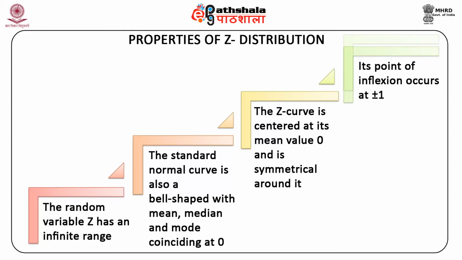Its point of inflection occurs at plus minus 1. It should be noticed here that for the normal distribution, it occurs at mu plus minus 1 sigma. For the z curve, since mu is equal to 0 and sigma is equal to 1, therefore 0 plus minus 1 into 1 is equal to plus minus 1. The respective limits of z covering 68.27%, 95.45% and 99.73% of area under the standard normal distribution curve are plus minus 1, plus minus 2 and plus minus 3.